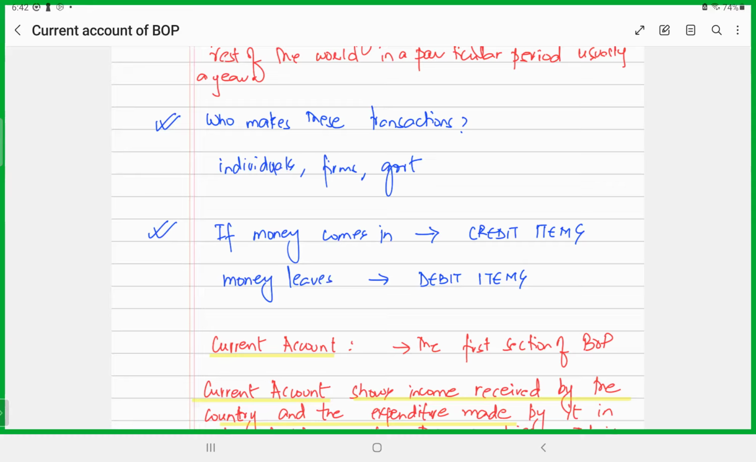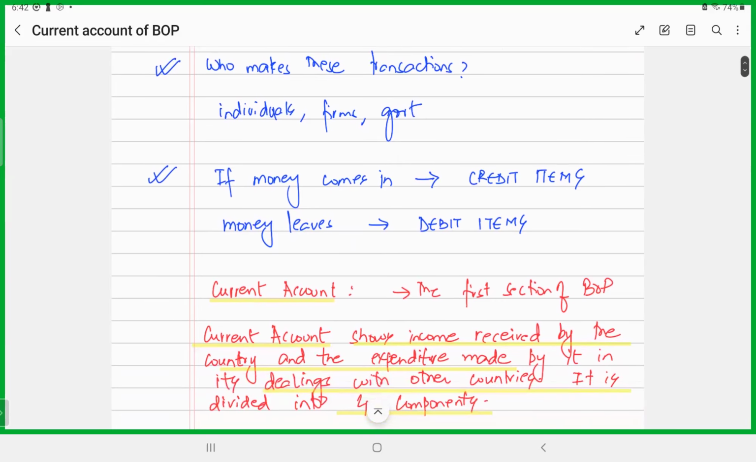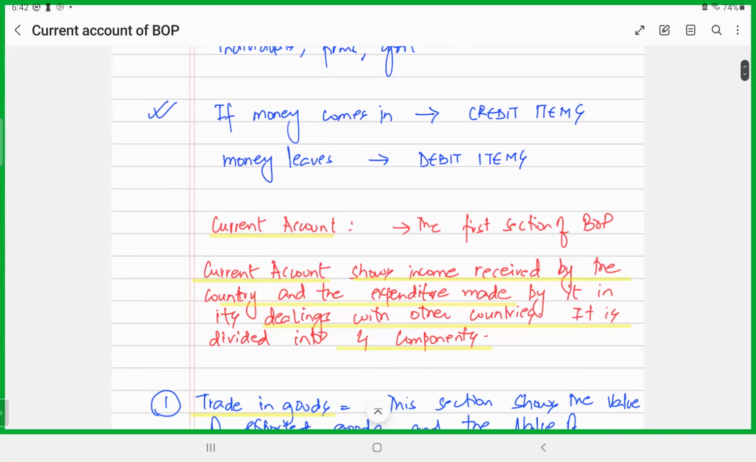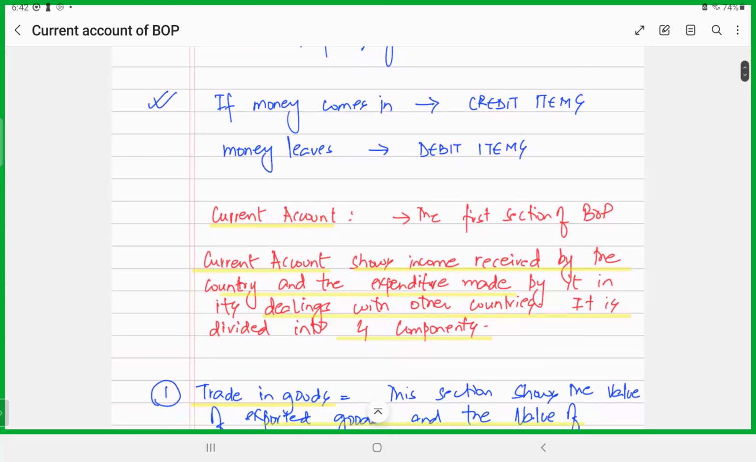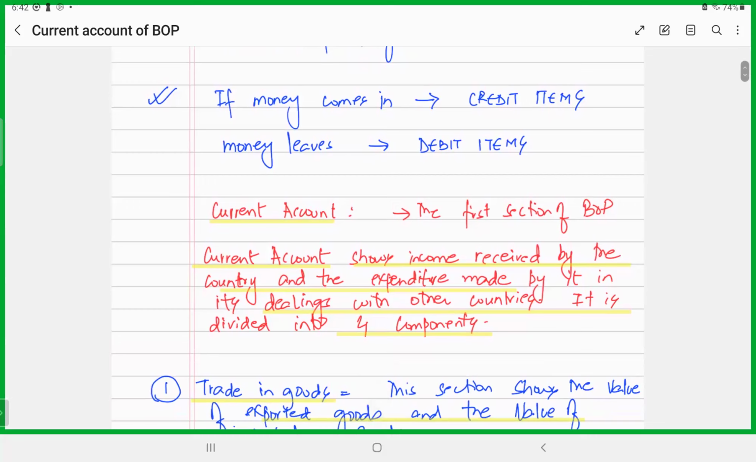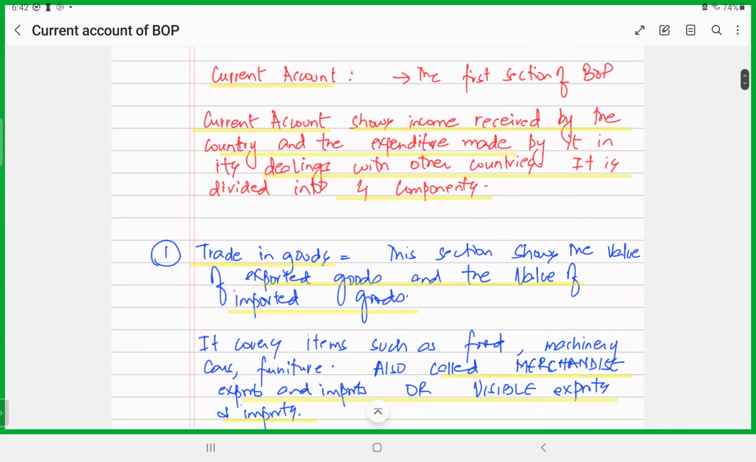All right. The first section of balance of payment is famously known as current account. So what do we mean by current account? Current account shows income received by the country and the expenditure made by it in its dealings with other countries. How much expenditure is made by the country and how much income is received by it. Further, current account has 4 parts. What are those 4 parts? Trade in goods, trade in services, primary income, and secondary income.